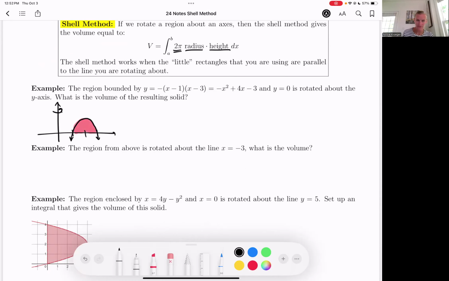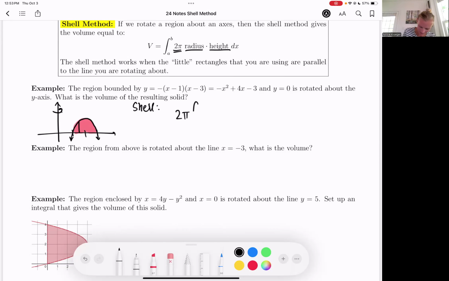So again, this is a region that would not be nice to integrate in terms of y because there's not a clear right function and a left function. So this region itself, I have to integrate in terms of x. And since I'm rotating about a line parallel to my little line segments, I'm going to use the shell method here. In any of these problems, you could potentially have a washer or shell method. So we're going to need to spend some time in class talking about how do I tell? Is it shell or washer?